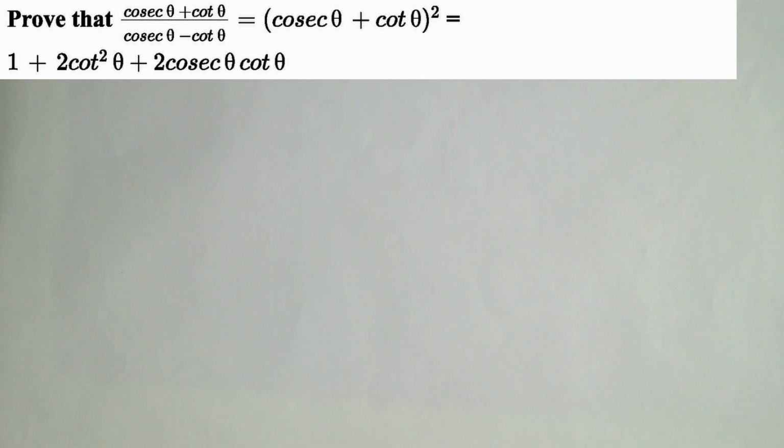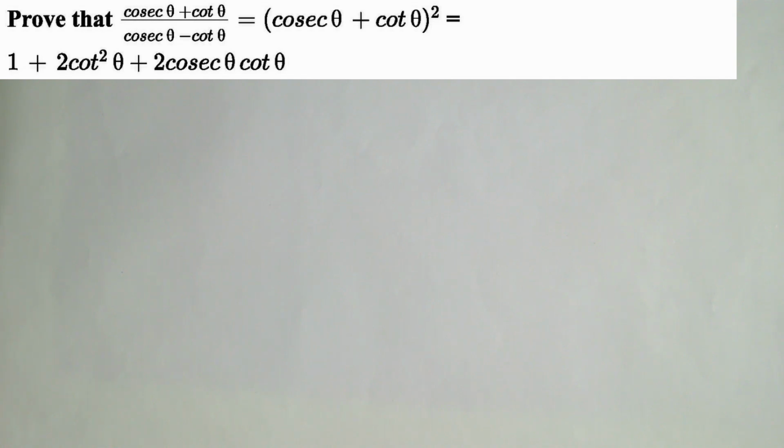Question: (cosec theta plus cot theta) upon (cosec theta minus cot theta) is equal to (cosec theta plus cot theta) whole square is equal to 1 plus 2 cot square theta plus 2 cosec theta cot theta.